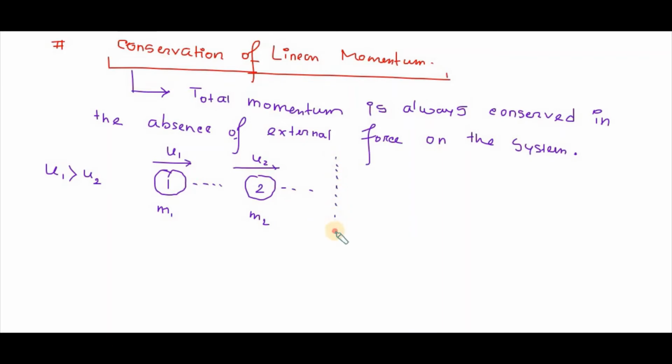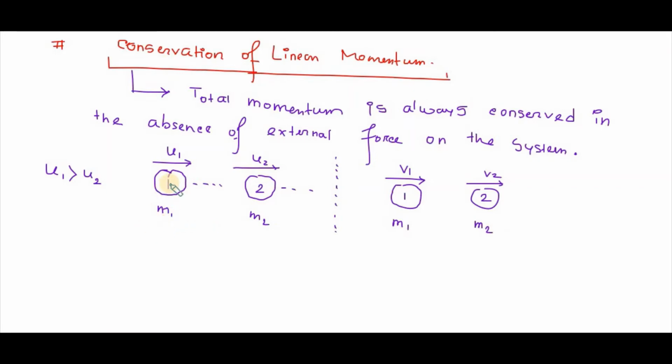Since they are moving along the same line, and the velocity of the first object, the one behind, is greater than the velocity of the second object, there will be a collision between the first and the second object. After the collision, let's say the first object has the velocity v1 and the second object has the velocity v2, and its mass is m2.